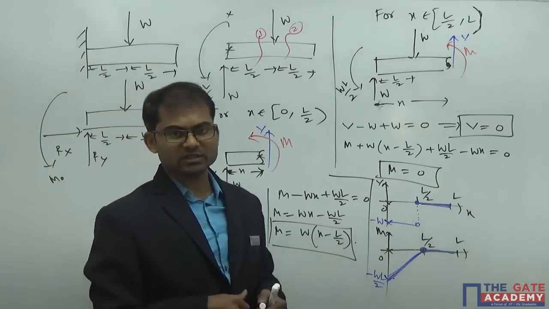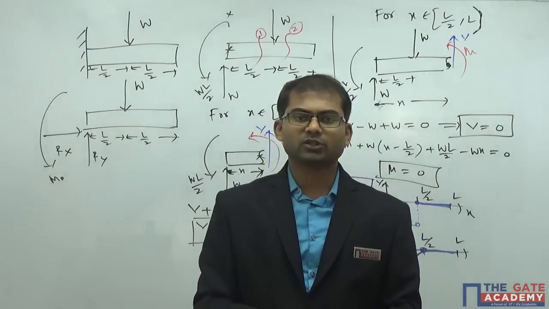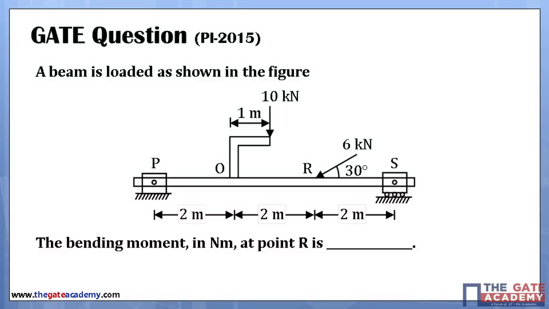Now let's go with the previous GATE question. It's from GATE 2015 paper. You can see the question from the slide here. A beam is loaded as shown in the figure. The bending moment in Newton meter at the point R is. So let me draw the whole beam diagram here. So the beam is in this way.